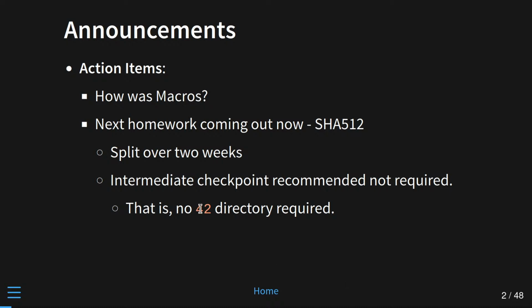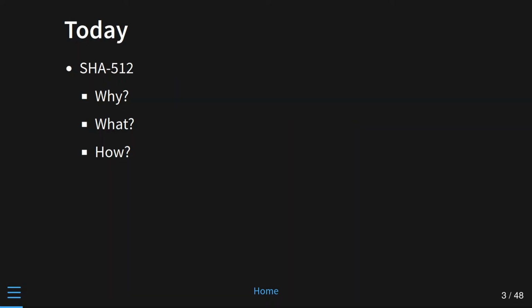Anyways, there is an intermediate checkpoint that is recommended but not required, and that's to get the bits into SHA and run SHA once. We cut up SHA into chunks of size 1024 and do one of the chunks this week, and then make sure everything else is working next week. Okay, why, what, how?